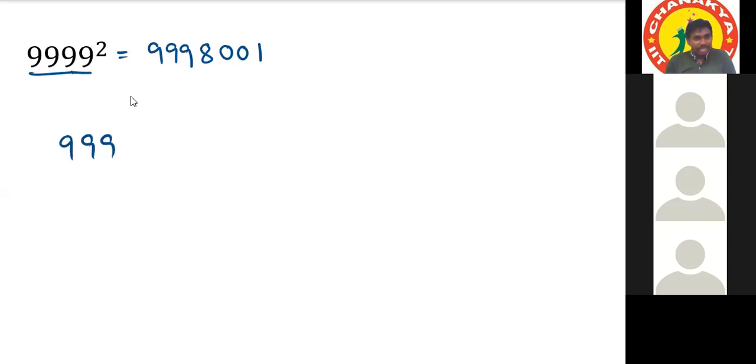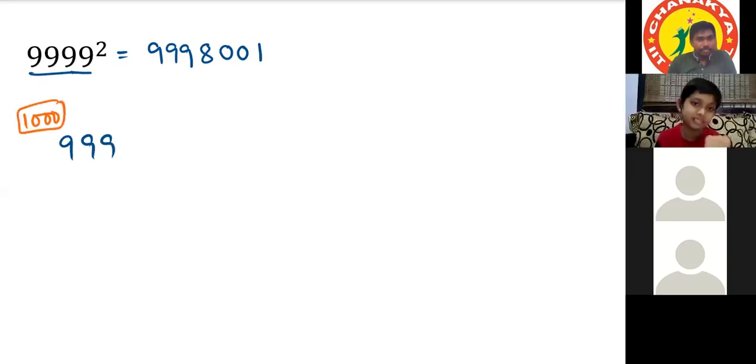999. Suppose it is 999, what is the base here? Sir, 1000. 1000 is the base. How much is less? The 1. So 1 is less, and less means that's why we have to represent it as minus. So if you subtract 1, it will be 998.